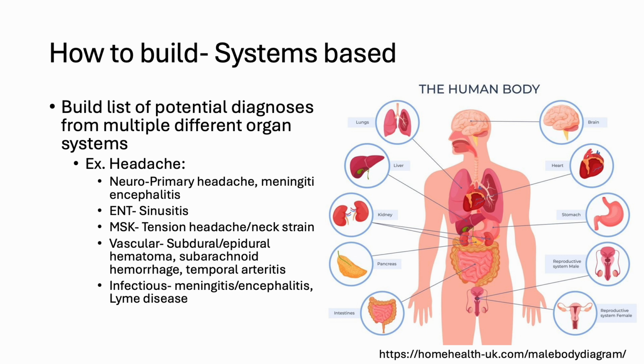And lastly, could it be an infectious cause? So we talked about meningitis, encephalitis, but also something like Lyme disease or some sort of abscess that might have formed in and around the brain. There are a couple of mnemonics that we have to help make sure that we haven't missed any of the organ systems as we're building our differential diagnosis.